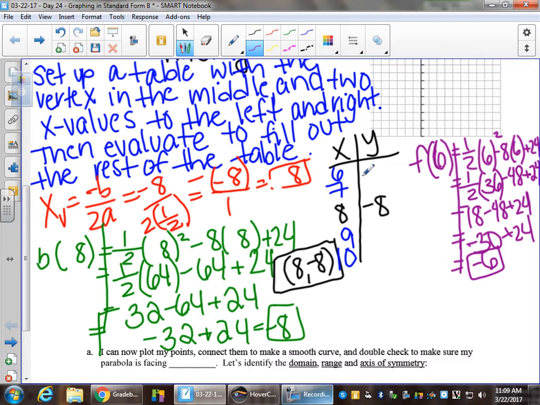It's going to go next to 6, and it's going to go next to 10. Why does it go next to both numbers? Because our parabola is symmetrical, exactly. Now, what do you guys want to plug in? 9? Okay, so we're going to plug in 9.